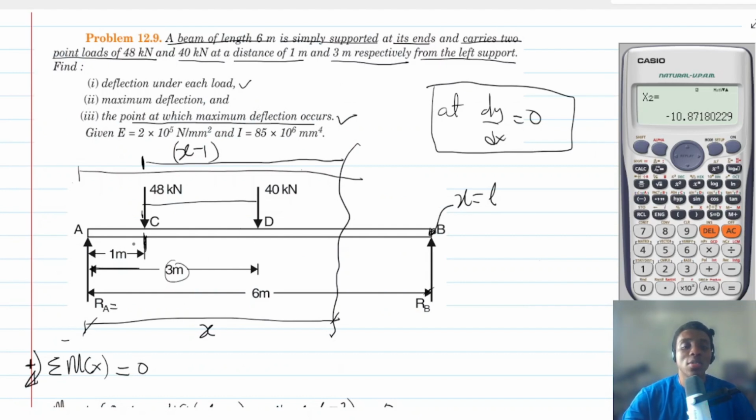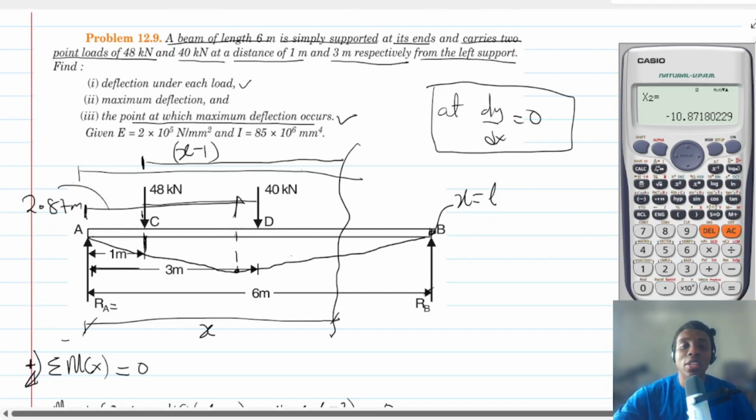Okay, so it means that the deflection is going to look something like this. The maximum is going to occur somewhere here, and then it bends like that. So the maximum will occur somewhere here, and we are calling that distance from here to here 2.87 meters. Now we know where the maximum deflection occurs.